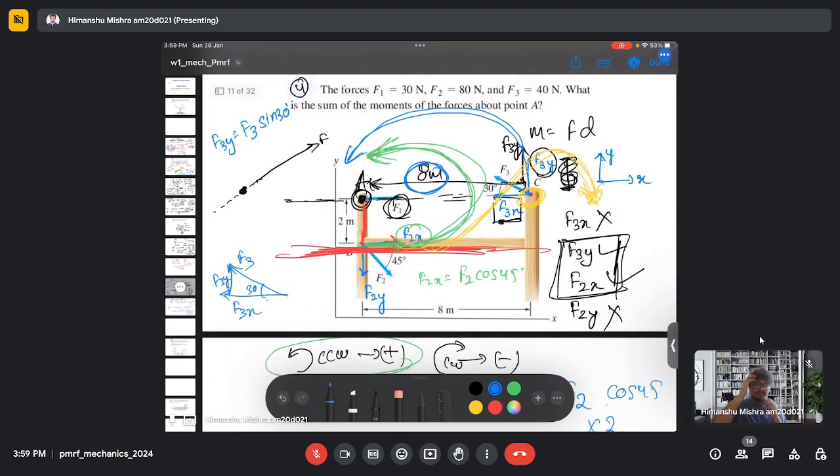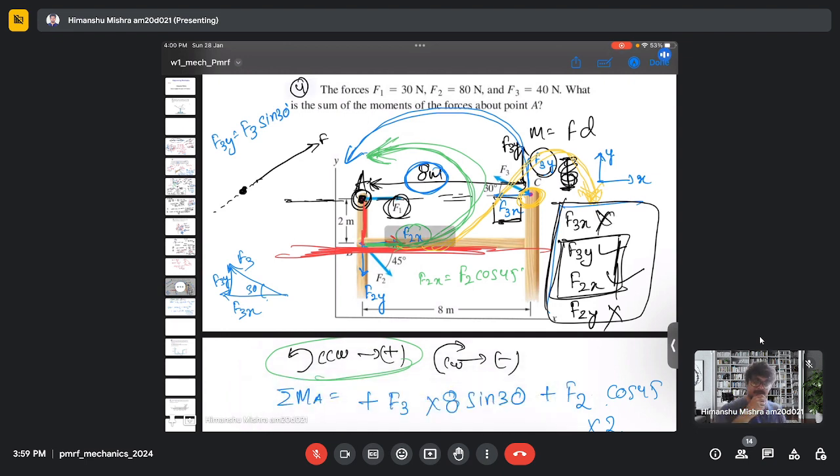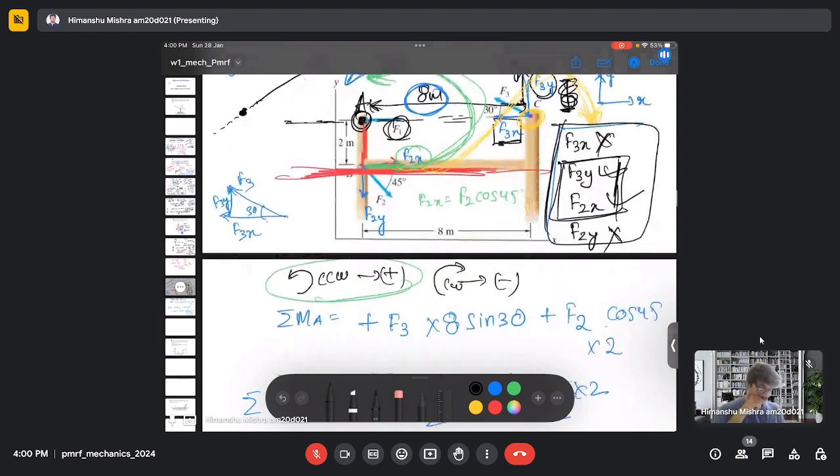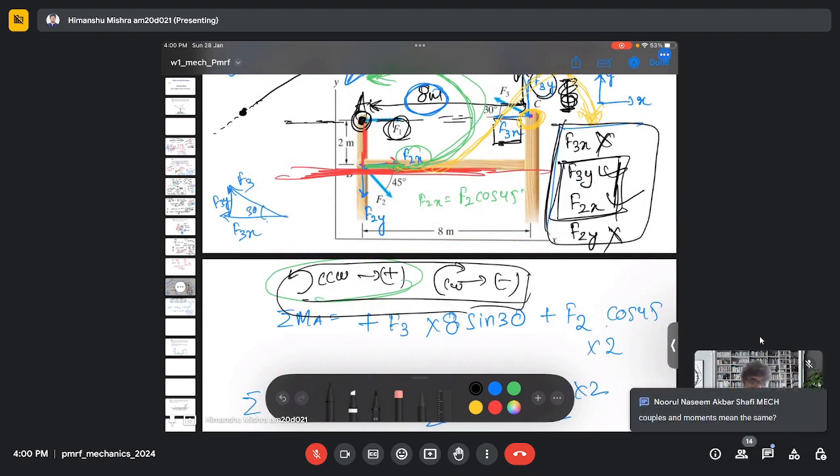So just to recap, there are actually only two steps to calculate any question related to the moment. First, you need to identify the forces which are creating the moment, which we have done here. And we figured out that F3x and F2y are not creating any moment, only two forces are creating. Then once you have decided which forces are creating the moment, decide the sign, and it's your choice. So you can take counterclockwise as positive or negative.